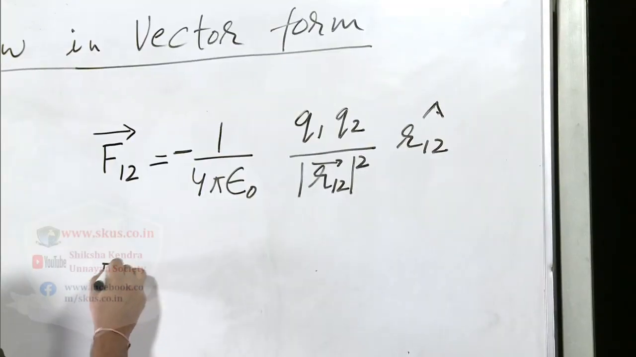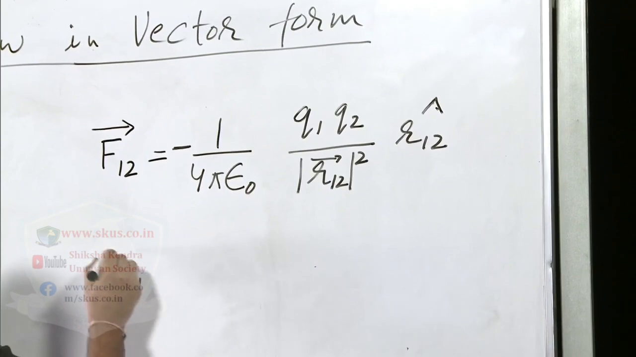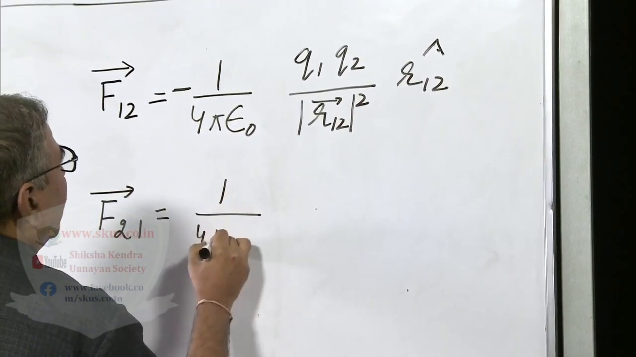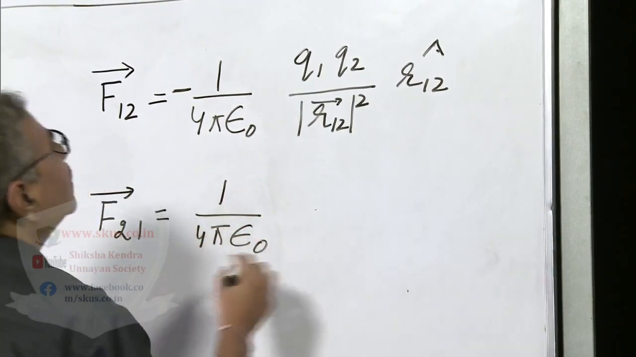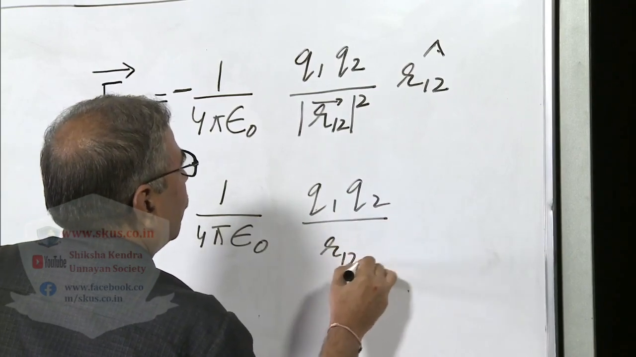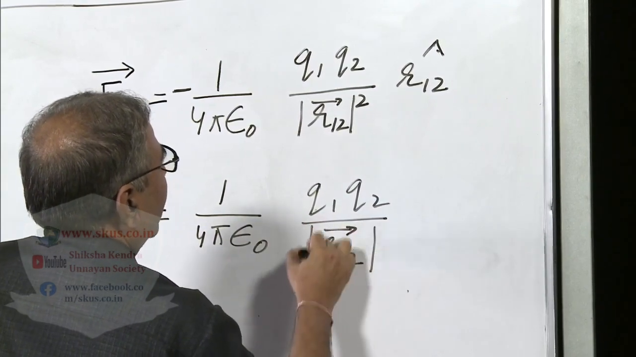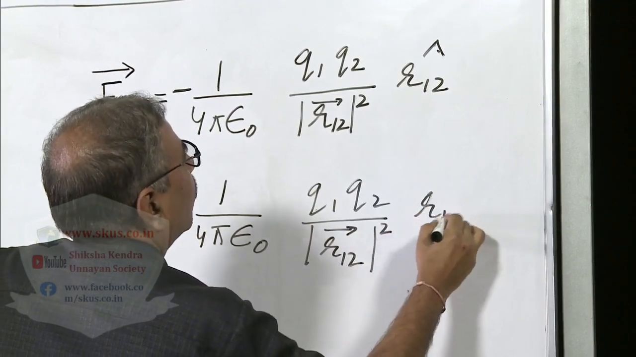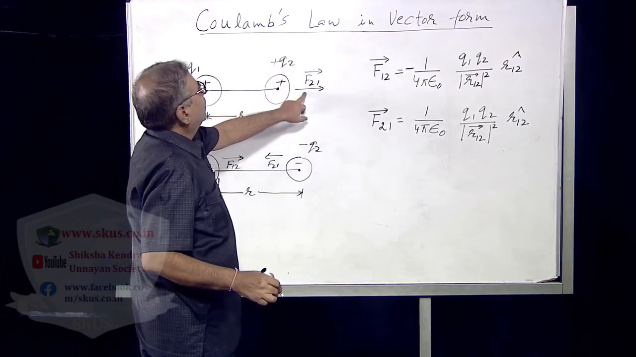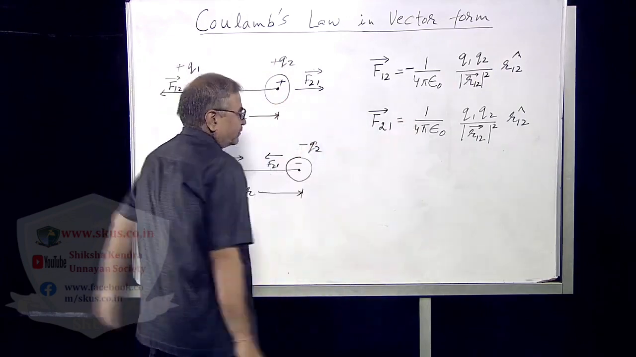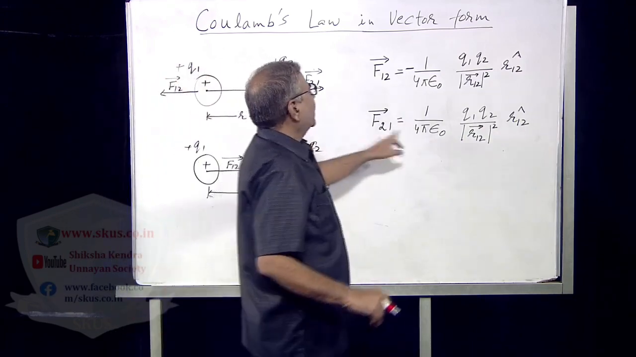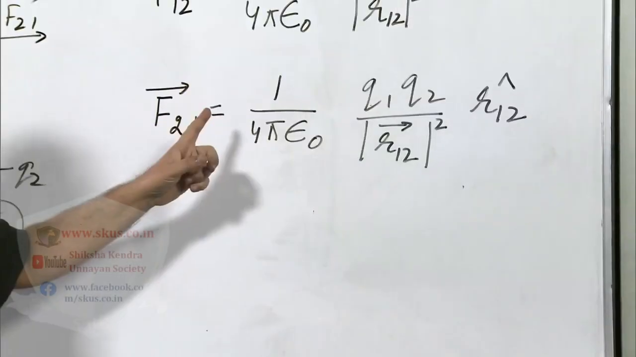Let us write the equation for F21 now. F21 will be equal to 1 upon 4 pi epsilon naught Q1 Q2 upon R12 magnitude square R12 cap. Now you see the direction of F21. F21 is from left to right, and R12 cap is also from left to right. So they have the same direction. So there is no negative sign.